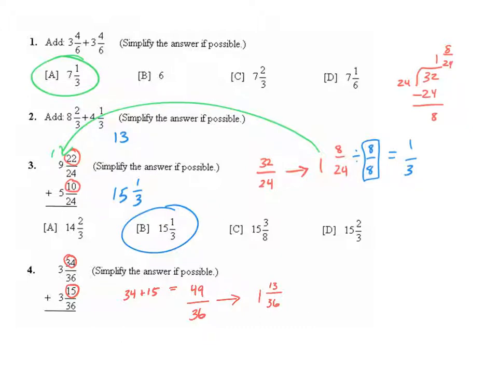This one whole is going to be moved over to the ones place. So now what I have is 3 plus 3 plus 1, which is 7 wholes, and then the fraction 13 over 36. 13 is a prime number, which means it only has two factors, 1 and 13, and 13 does not go into 36, so the only common factor 13 and 36 have is 1, which means it's in simplest form.